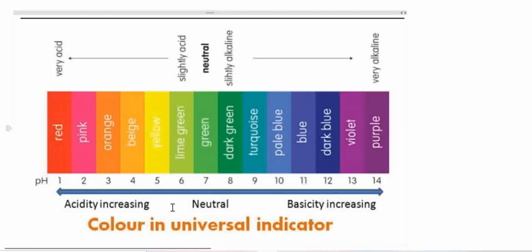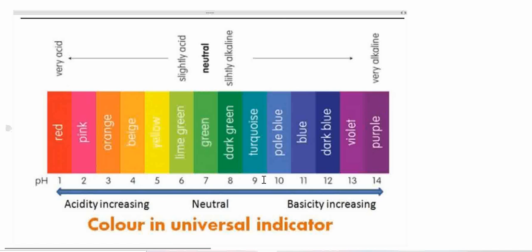So we know that using color in universal indicator, we have to see the change of color from acidic, very acidic is red. Then slowly it decreases to orange, yellow, and goes to neutral, green, 7. And from green it goes to bluish and dark blue until up to purple. So that's how we remember: from red, very acidic, to green, neutral, to blue, purple, very alkaline.